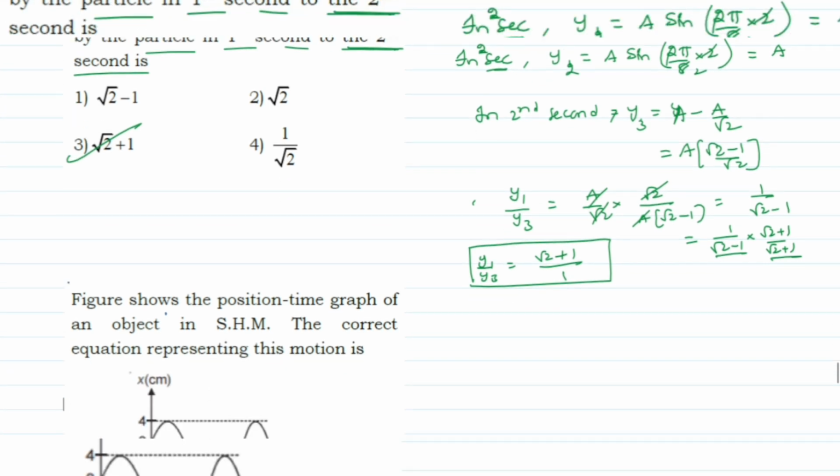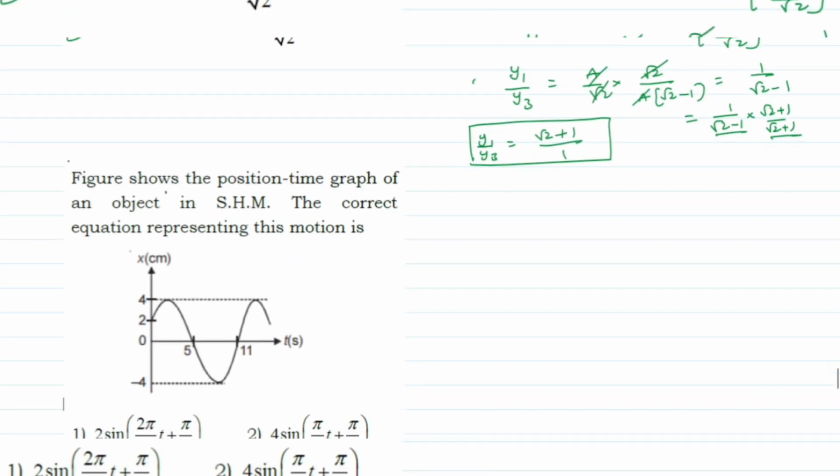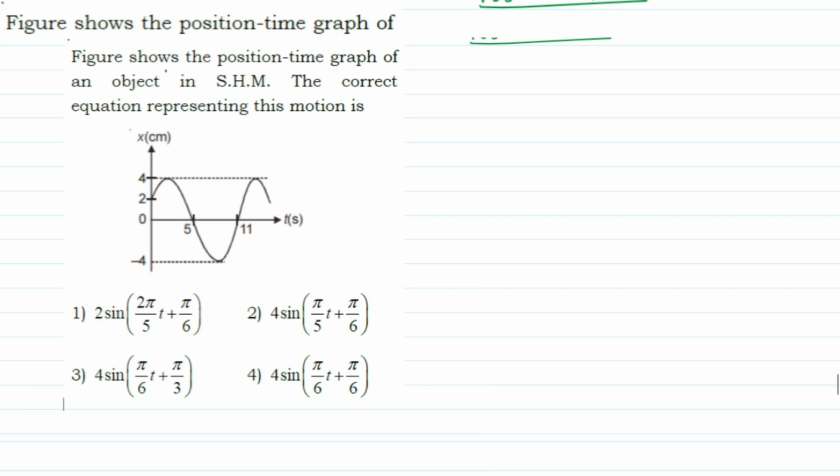Now let us see the next question. The next question says, the figure shows the position-time graph of an object in SHM. The correct equation represents, they're asking. Now here, the particle already has an initial displacement, given as 2, and its maximum displacement we will call the amplitude.